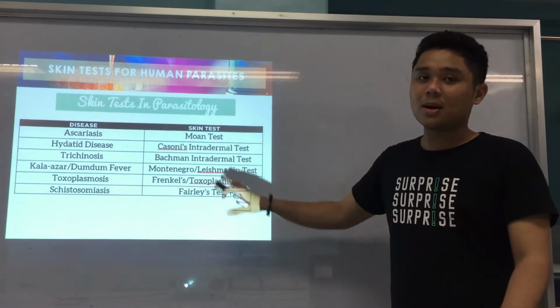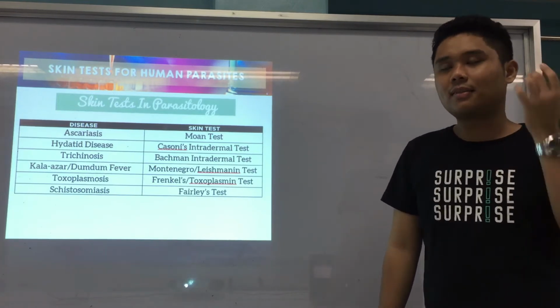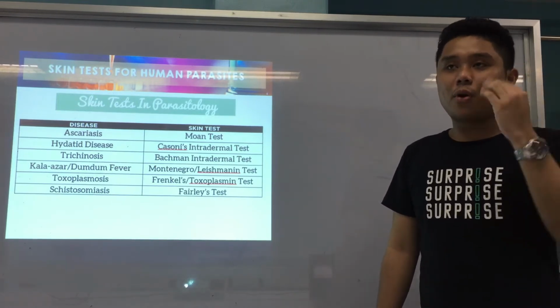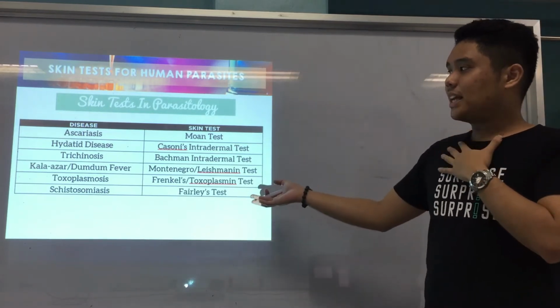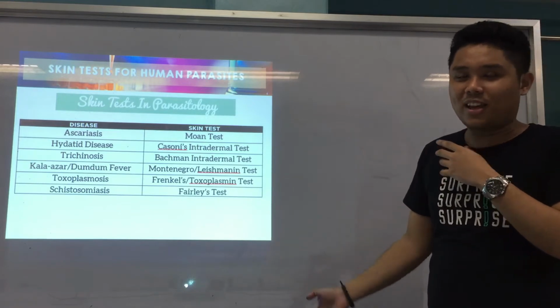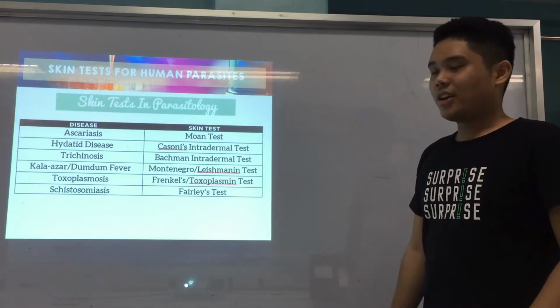These are just some of the names of the skin tests. For the non-parasitic diseases, there are still other skin tests. What I put here are the parasitic diseases, so please be familiar with your skin tests.